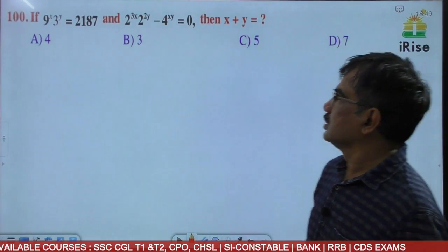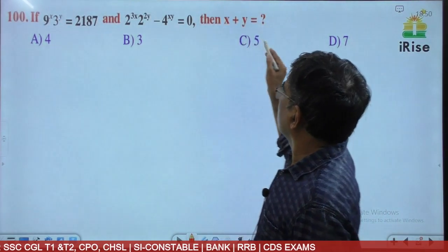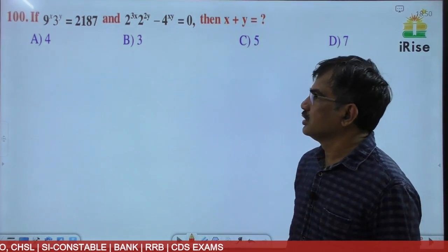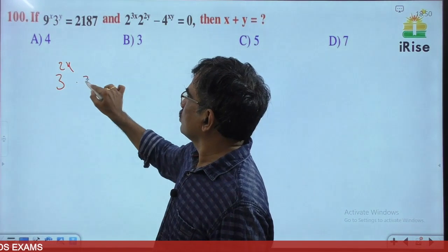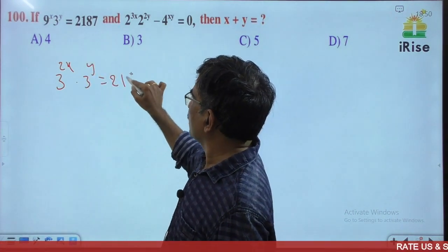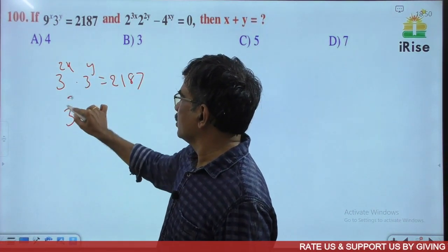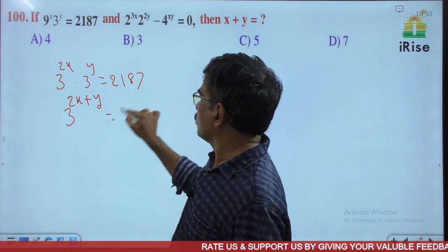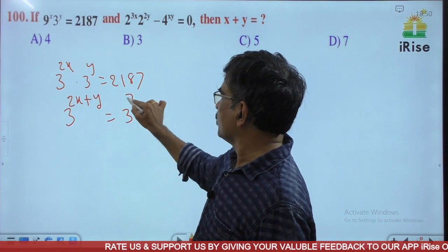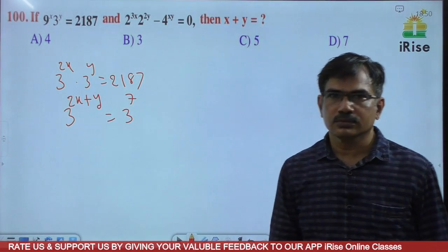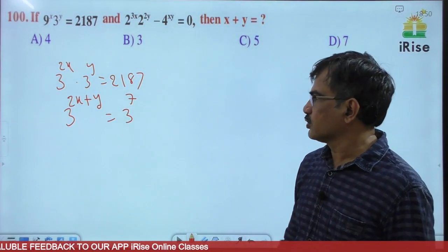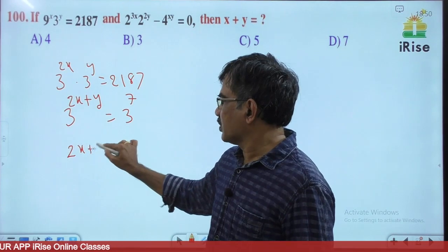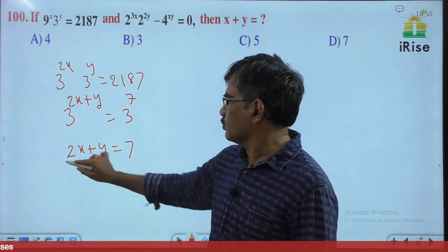Oh, I think the question: 9 power x can be written as 3 power 2x into 3 power y is equal to 2187. That is 3 power 2x plus y is equal to, we already know, this is nothing but 3 power 7. 3 power 7 is 2187. We just solved this in the previous one. So 2x plus y is equal to 7. This is one condition.